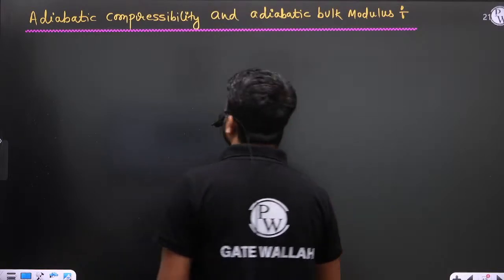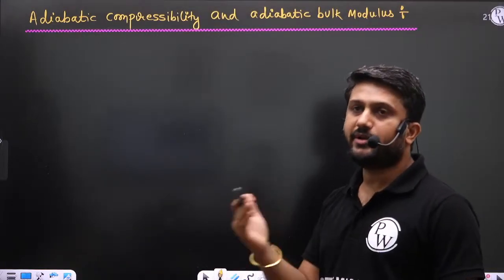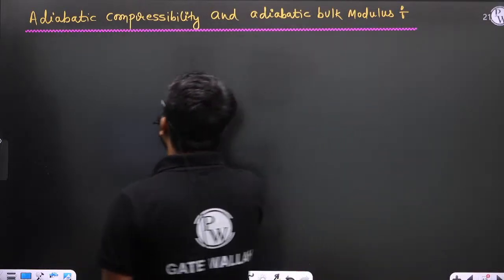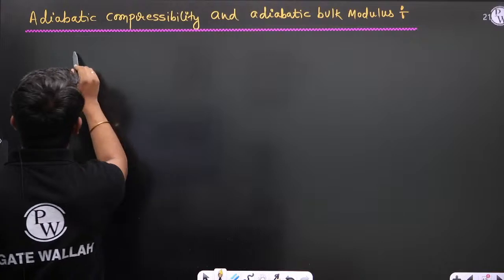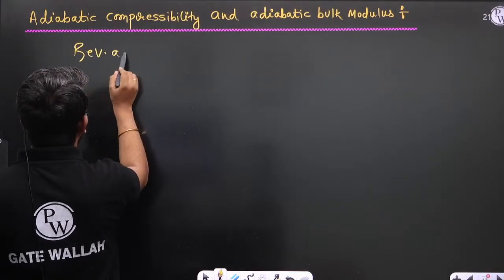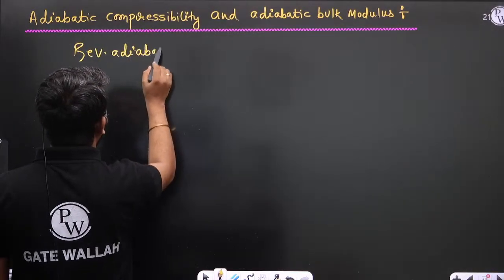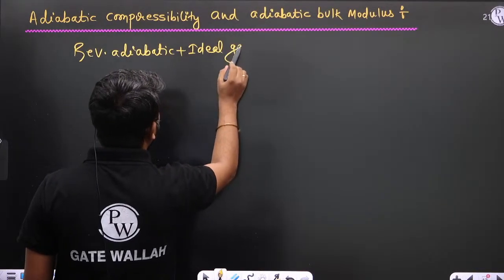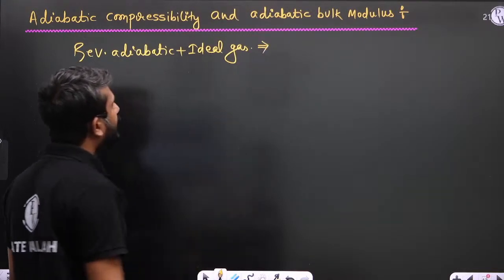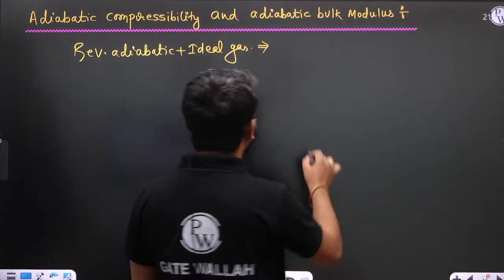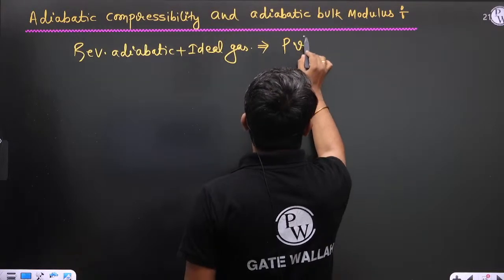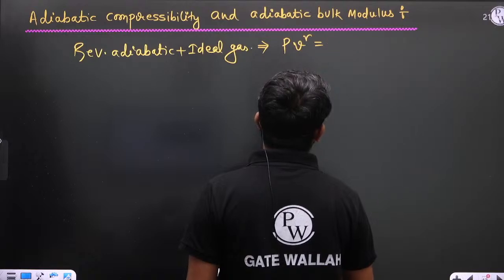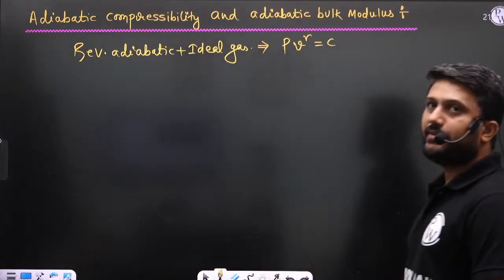So start from the relation between P and V. We know that for the reversible adiabatic and ideal gas combination, we can write PV to the power gamma is equal to constant.